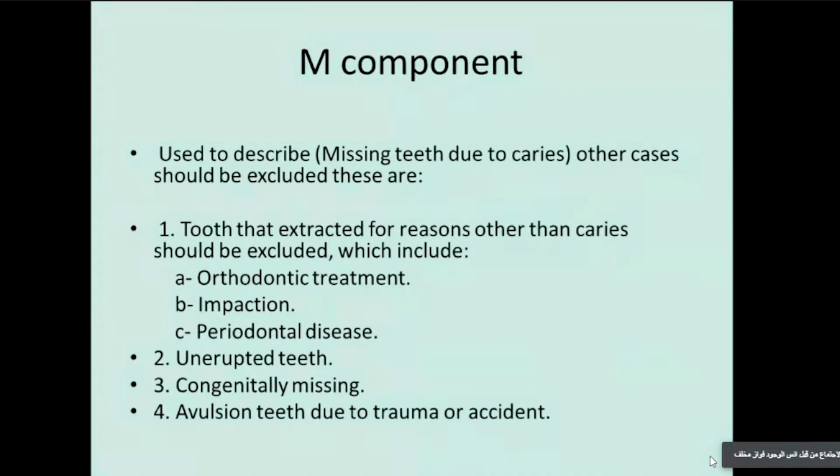The M component of the DMF refers to missing teeth due to caries. Other cases should be excluded, meaning only the tooth that is missing because of caries will be included. What are the things excluded? We will not count them as M component. First, teeth extracted for reasons other than caries, like ortho, impaction or periodontal disease. These we do not count within the M. Likewise unerupted teeth we will not include. Congenitally missing teeth we will not include. And avulsed teeth due to trauma or accident.